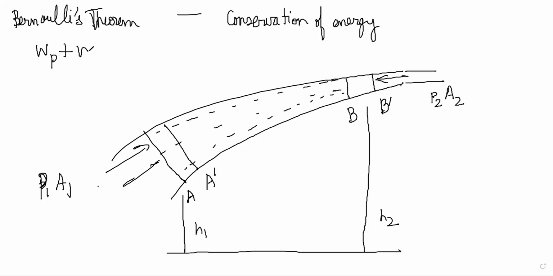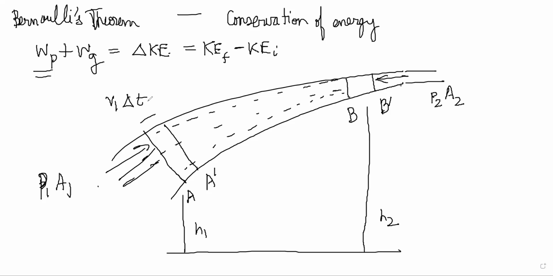Work done by pressure plus work done by gravity should be equal to change in kinetic energy, right? So change in kinetic energy of the body would be the kinetic energy final minus kinetic energy initial, right? Now, you have to be careful about all of these works. So work done by pressure would be P1 A1 into this distance. This distance will be whatever is the velocity of the fluid here, V1 into delta T, right? Let's say velocity of the fluid was V1 here.